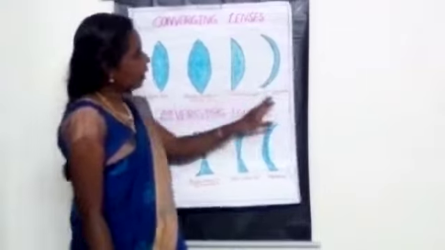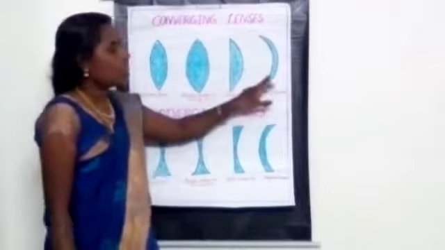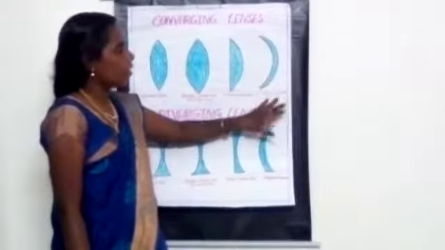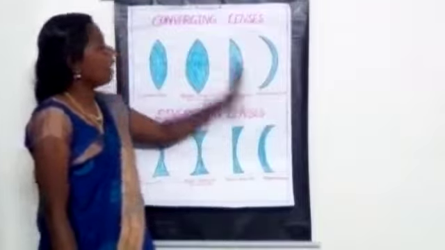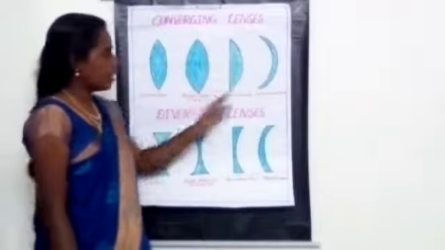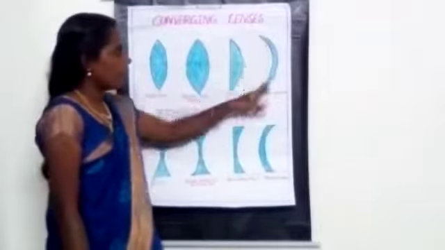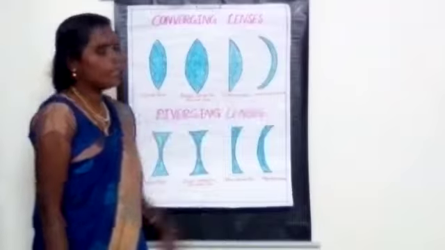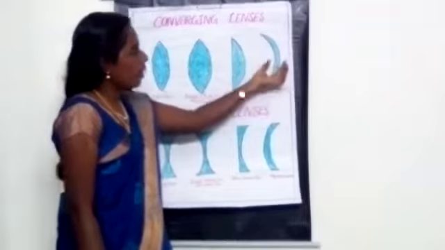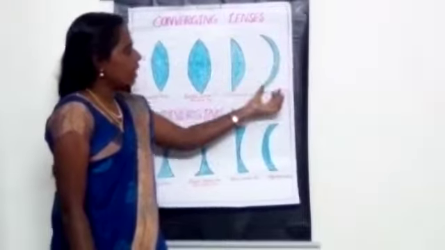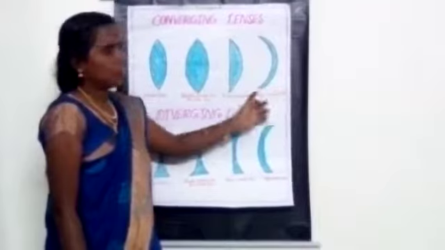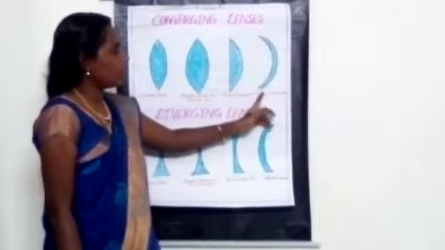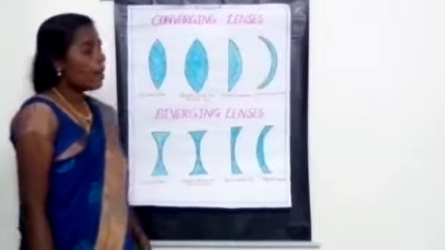And here we can see the positive meniscus. This diagram represents the positive meniscus. Usually for convex lenses we say the refracting surface is the positive meniscus. Why? Because in the middle it is thicker than at the edges. So it is also called the positive meniscus.